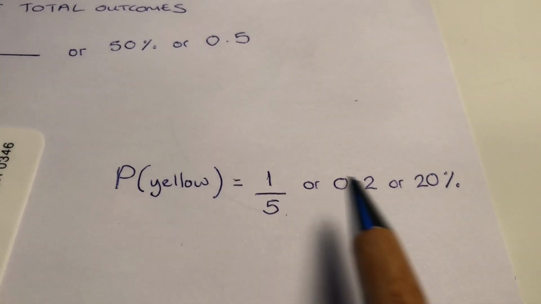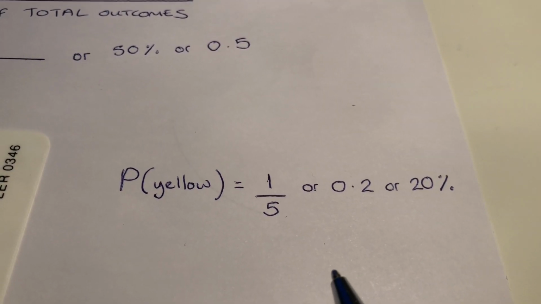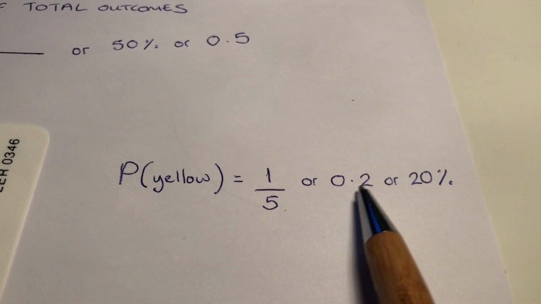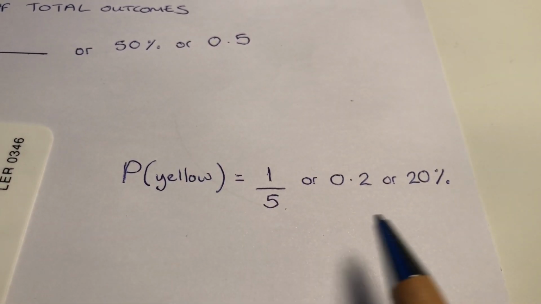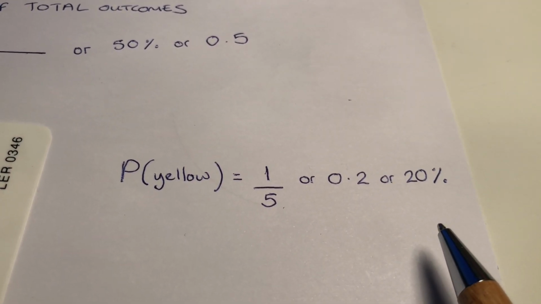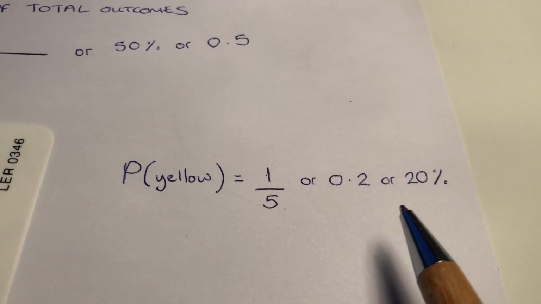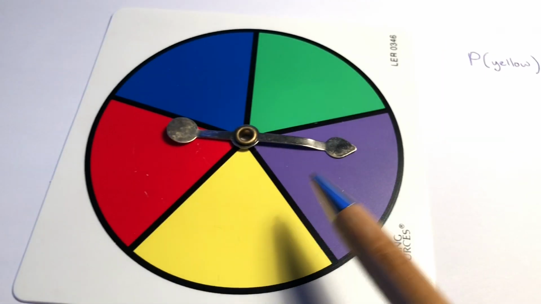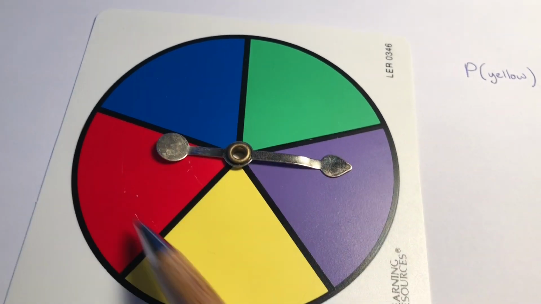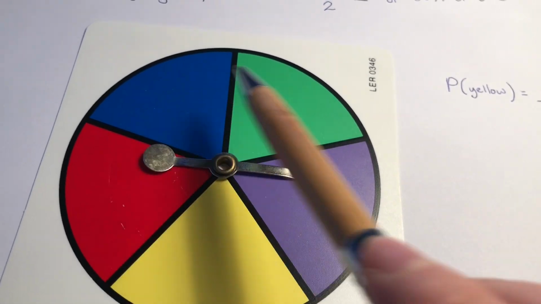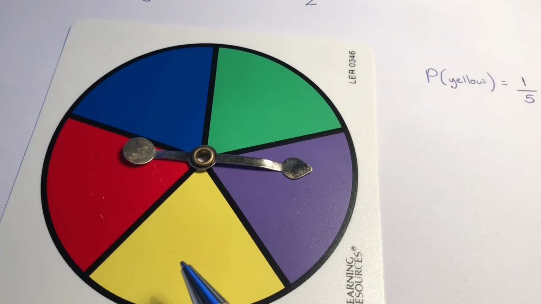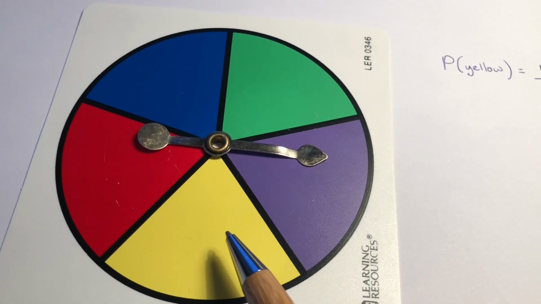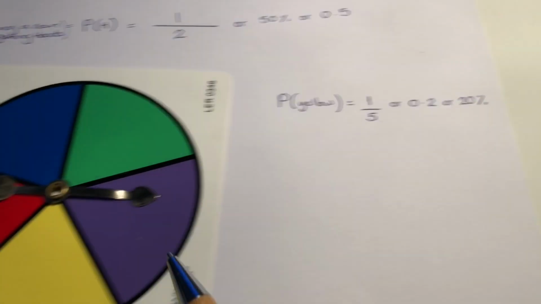If I was to describe it then in likelihood terms using words, can you remember which word we would use for 0.2, 20% on the likelihood scale? It's unlikely. It's bigger than 0, but less than 0.5. So, yeah, what's the chances of us getting a yellow? It's unlikely because of all the other colours. But the probability of getting a yellow is an accurate numerical measurement, and we know that that is 1/5.